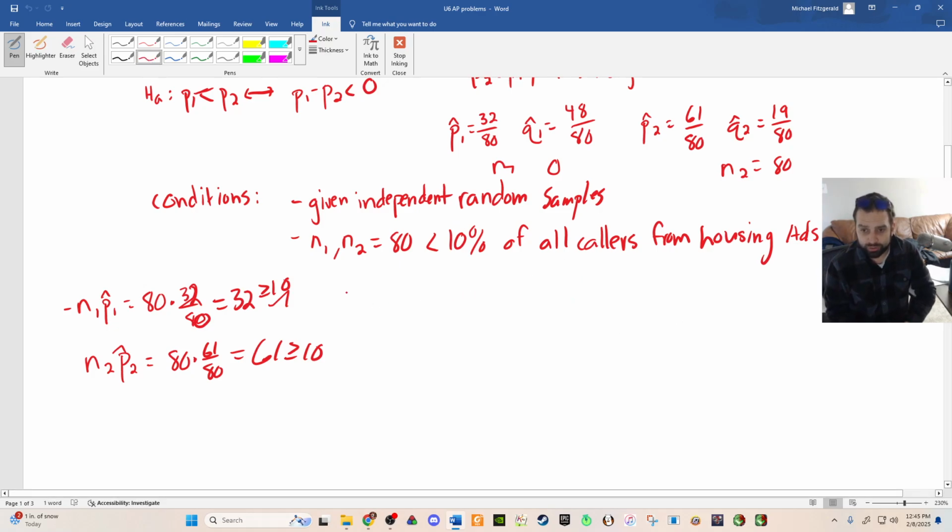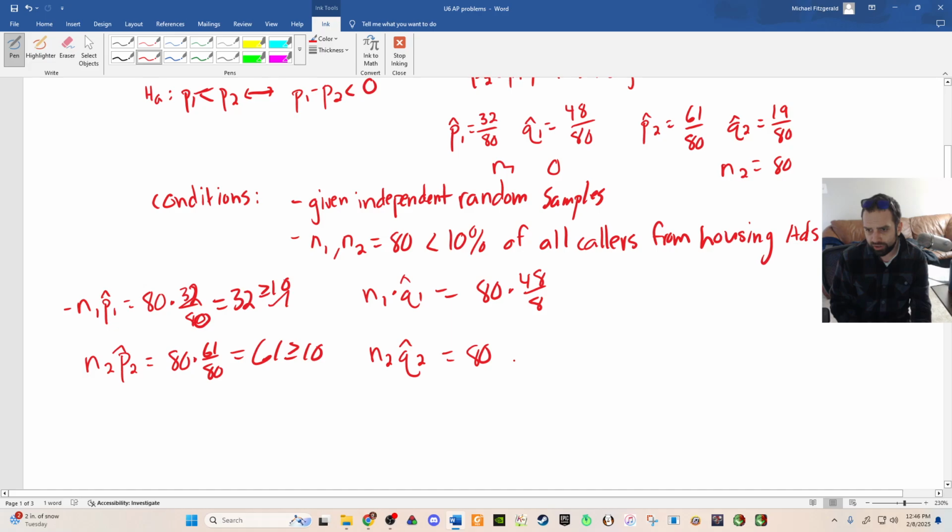All right, now we have to do the same thing with our Qs. I have to do n1 times q hat 1 and n2 times q hat 2. Well, both of these n's are 80. For our n1 q hat 1, it is 48 over 80, and for n2 q hat 2, it is 19 over 80. Our answers here are just the numerators. We get 48 and 19. Both of these are greater than 10.